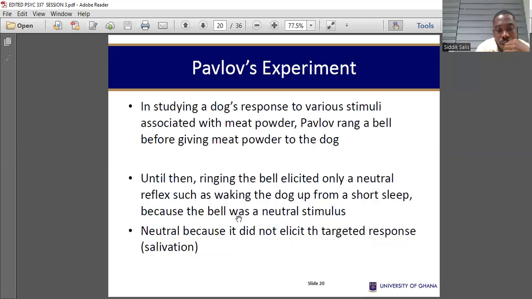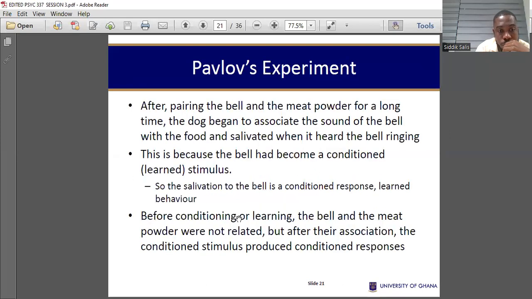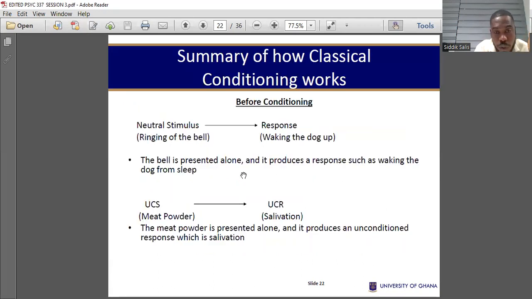Pavlovian experiment of classical conditioning. We've discussed that already too. After pairing the bell and the meat powder for a long time, the dog began to associate the sound of the bell with the food and salivated when it heard the bell ringing. This is because the bell had become a conditioned or learned stimulus. So you see, we've talked about all this. So neutral stimulus, that is ringing of the bell, response, waking the dog up. That was from the beginning. It wasn't any condition. The dog wasn't conditioned under the bell to salivate for meat powder or anything like that.